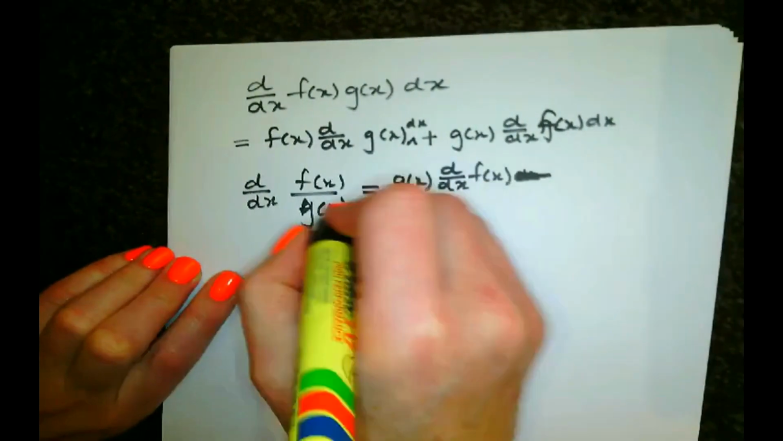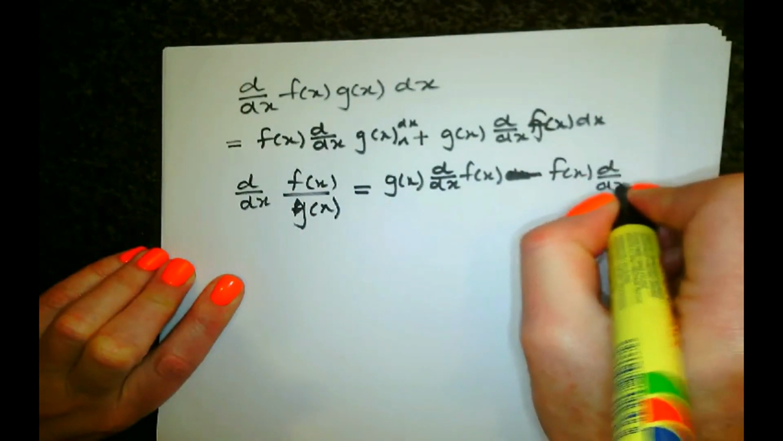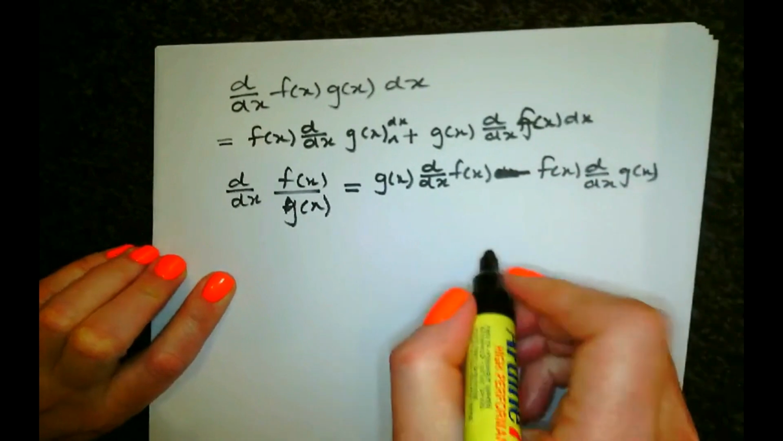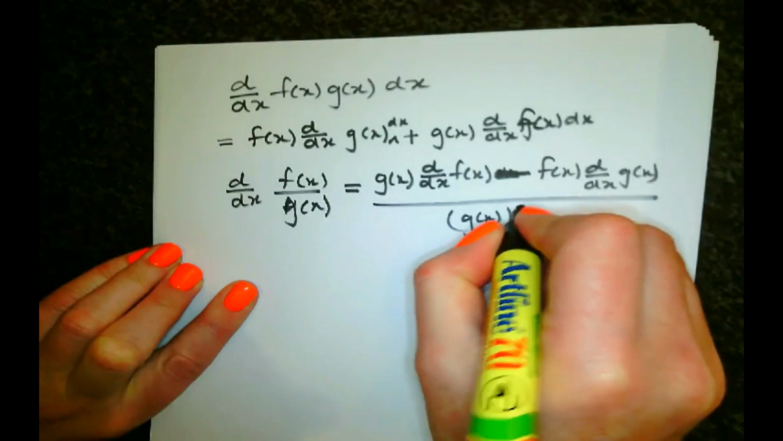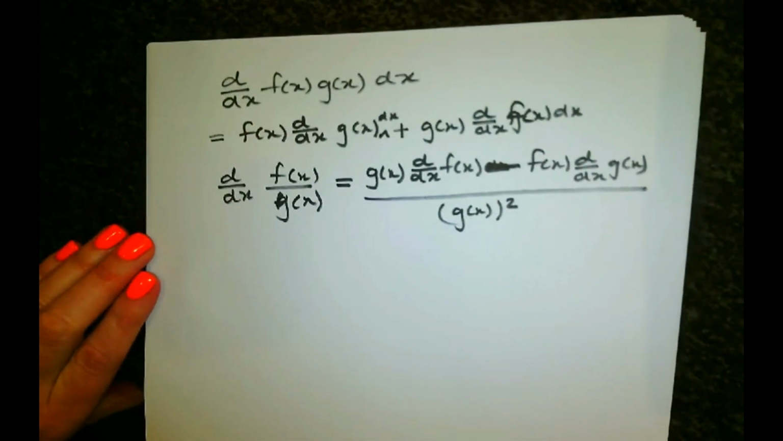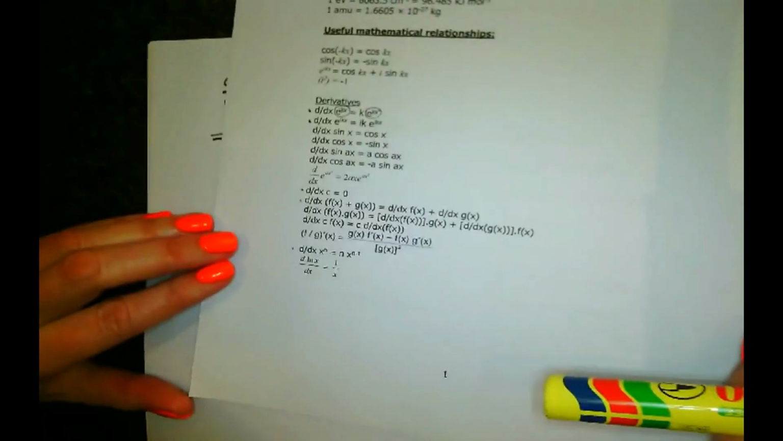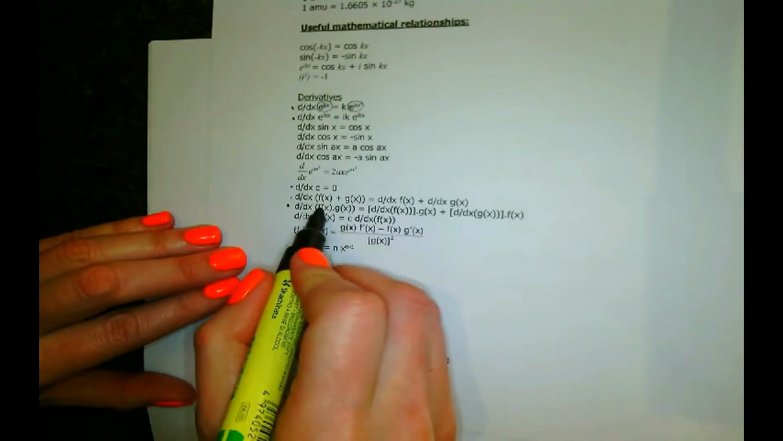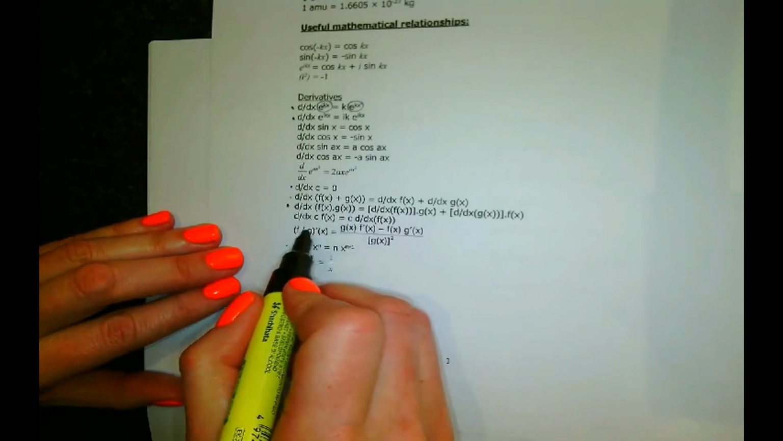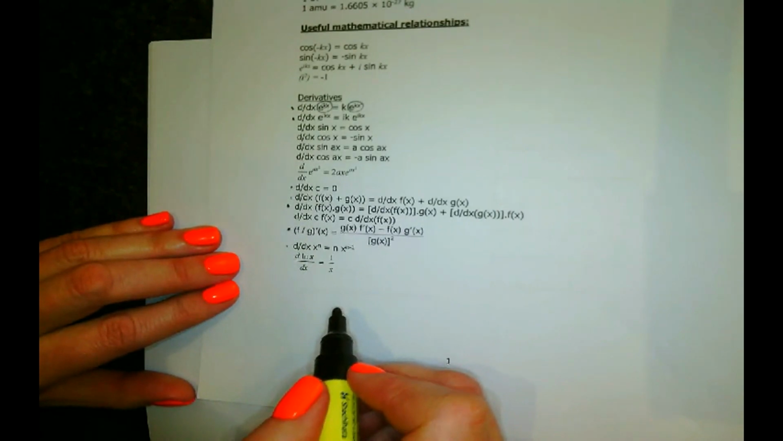Subtract from that, write down the top function first, multiplied by the derivative of the bottom function. All of that divided by the square of the bottom function. Again, these two ways of getting derivatives are given in your data sheet. There's the one for two functions that are multiplied, and there's the one for two functions that are divided by each other.